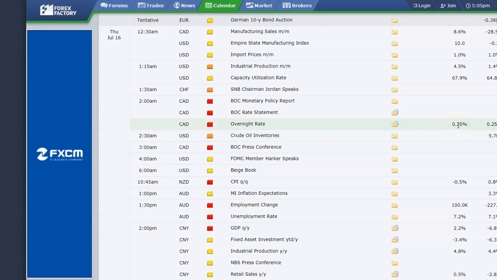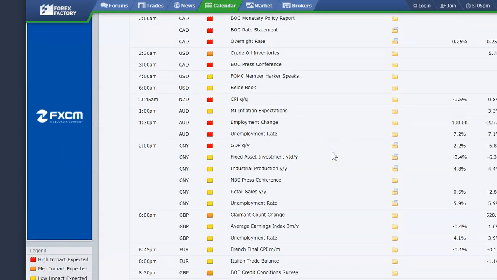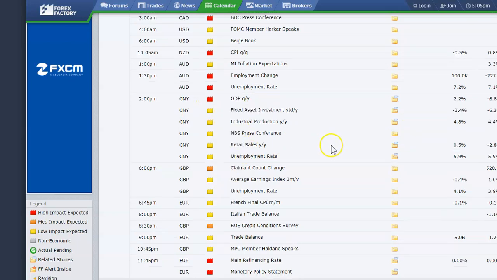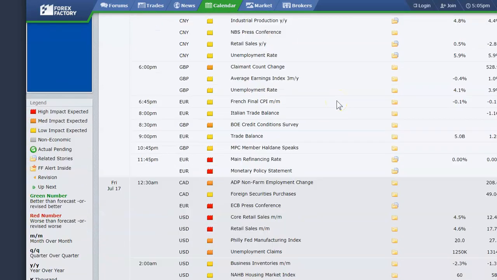Not expecting any surprises, but it's worthy to make sure you're aware when especially high impacting and inflationary data comes out. You may need to protect your trades, or you may need to get out. Unemployment change, Aussie's going through a real second wave of the COVID-19. China GDP quarterly, yearly. I'm going to be watching that because those figures could well affect especially the Aussie and New Zealand dollar.